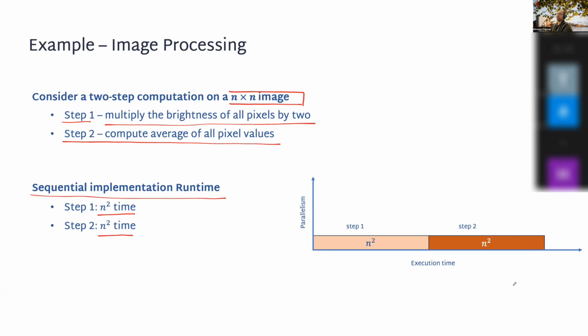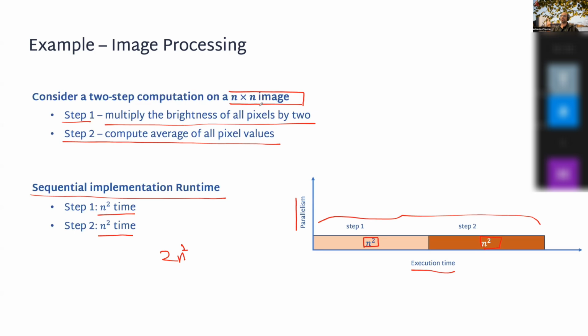So if I visualize it, this is the execution time, and this is the amount of parallelism. In this case, we don't have any parallelism. So we have to spend n2 time in the first step and n2 time for the second step, and this would be my execution time. So a simple sequential program. The execution time is 2n squared.